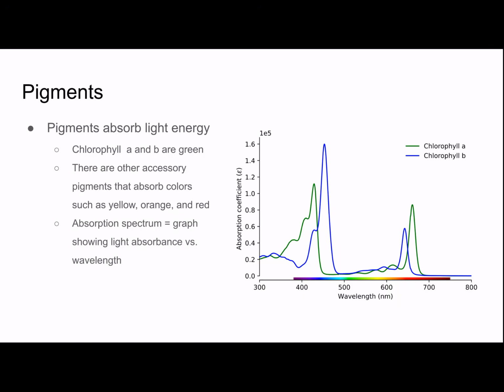Absorption spectrum is the graph that shows light absorbance versus wavelength. Here's an example for chlorophyll A and B. As you can see, the graph showing the absorption is lowest when the wavelength is in that green area. And that means that it's not absorbing a lot of green, which means it's reflecting a lot of green. So that's why it appears green, because it's not absorbing that.